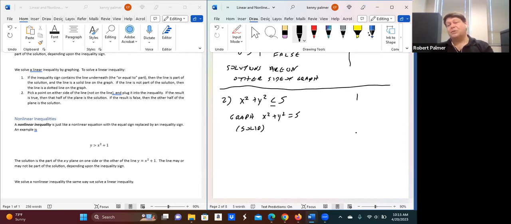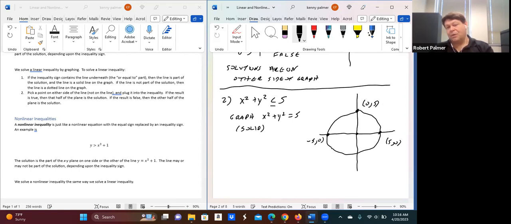Now, if we graph that, that's actually a circle centered at the origin, with a radius of 5. So these points are going to be 0, 5, 5, 0, negative 5, 0, and 0, negative 5. Once again, it's centered at the origin with a radius of 5. It is a solid line because we have the or equal to part.